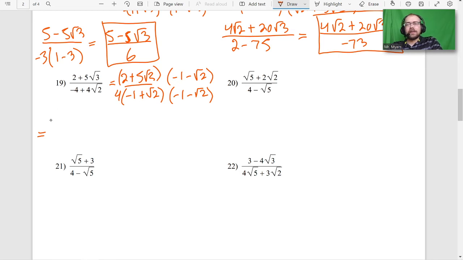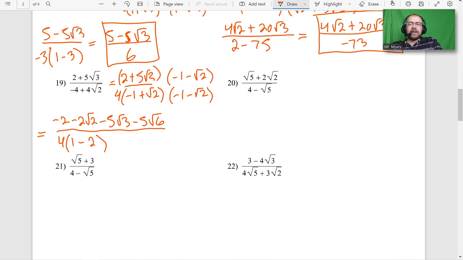So 2 times negative 1, negative 2. Outer times the outer. Inner times the inner. Last times the last. Right? And none of that goes together because they're all different roots. On the bottom, I have 4. And then these are the conjugates, right? So I do want to go ahead and skip those middle steps for time. 1 minus 2. That wasn't that bad, actually.